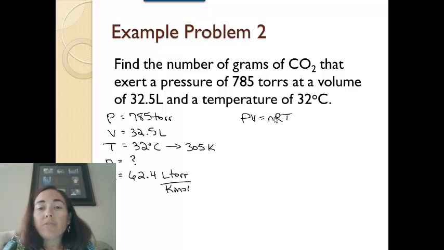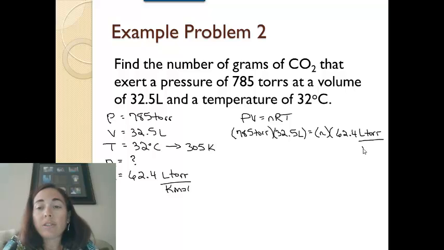Now we're solving for n. So I'm going to plug in. The pressure again is 785 torr. The volume is 32.5 liters. n is my unknown. R from the reference tables with all of those units goes here. And I ran out of room again, so I'm going to squeeze in the 305 Kelvin right here.